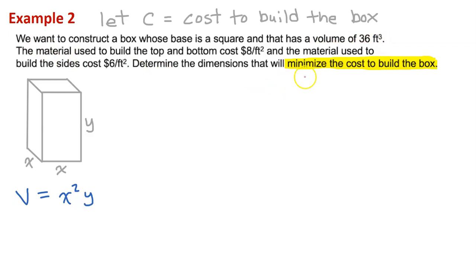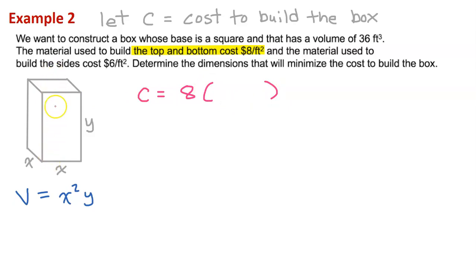Our primary equation will come from the thing that we need to optimize. In this case, we need to minimize the cost to build the box. Let's let C represent the cost to build the box, and we need to set up an expression for this cost. We are told that the top and the bottom cost $8 per square foot. So the cost of the top and the bottom of this box will be $8 times the total area for the top and the bottom.